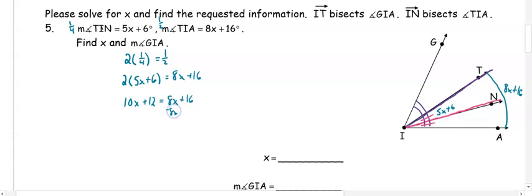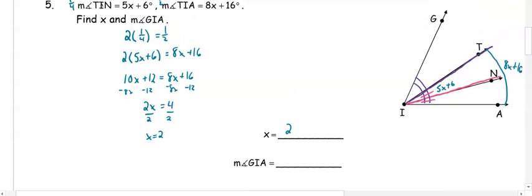We can subtract 8x from both sides, and we can subtract 12 from both sides. So we get 2x equals 4. When we divide by 2, x equals 2. So now we want to find angle GIA. In order to find GIA, we know that's the whole angle, so we need either 2/2 or 1/4 or 4/4. So I'm going to do 4/4. 2 times 5 plus 6 gets us 16 degrees, and that's a fourth of the angle, so we need 4 of those times 16 to get 64 degrees.